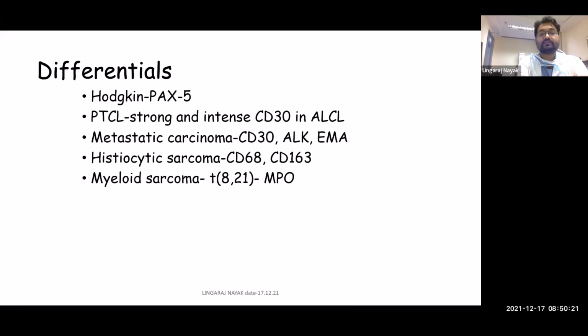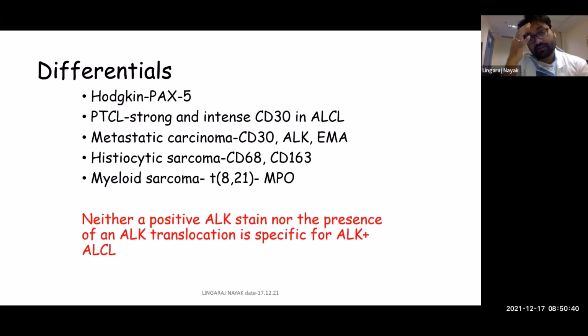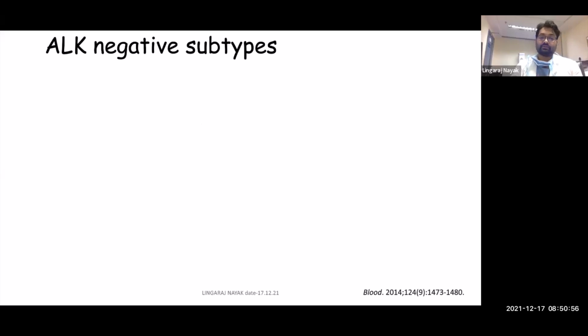As the histopathology is very heterogeneous, it mimics different types of lymphoma. It mimics Hodgkin, it can mimic PTCL NOS, it can mimic even metastatic carcinomas, histiocytic sarcoma and myeloid sarcomas as well. An important thing to understand is that ALK positivity does not make a diagnosis of ALK positive ALCL. It is not very specific for anaplastic lymphoma. We have other diseases also where ALK can be positive. Now, the ALK negative group. So the ALK negative group was defined in the 2016 WHO as a definite entity.